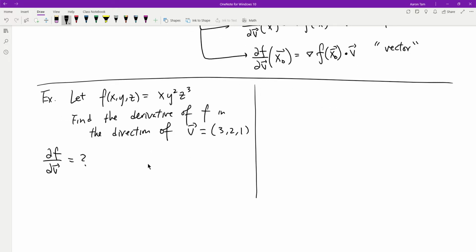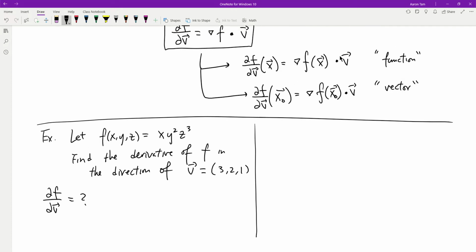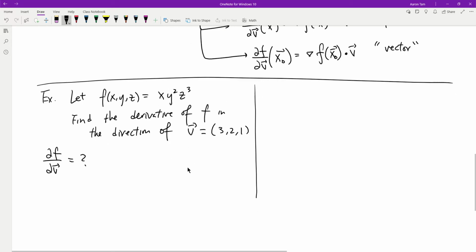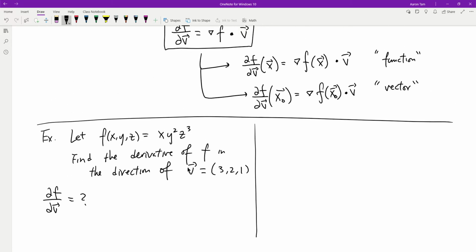So how do you calculate this? Well, simple. We use the formula right there. Notice that this does not give us a vector to evaluate, meaning we don't have x, y, z. We just have the direction in which we want to take the derivative. So we are actually looking for a function. To do that, I first need to find the gradient vector. So let's see what the gradient of f is.